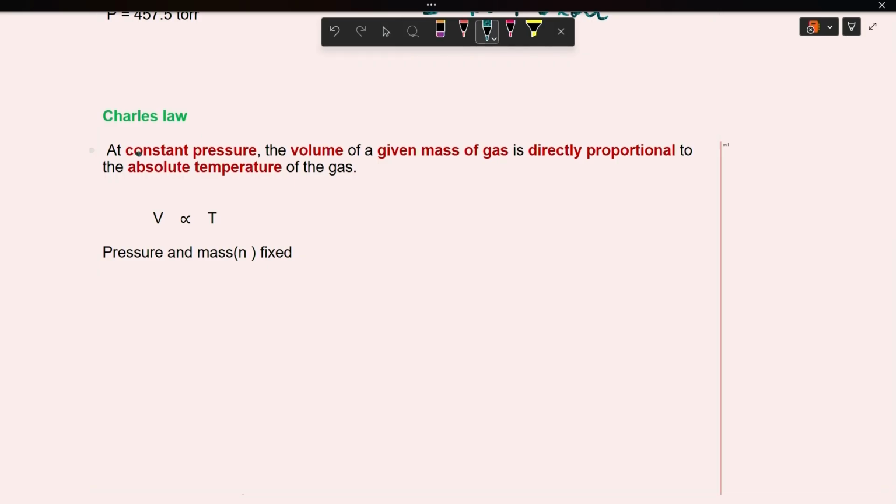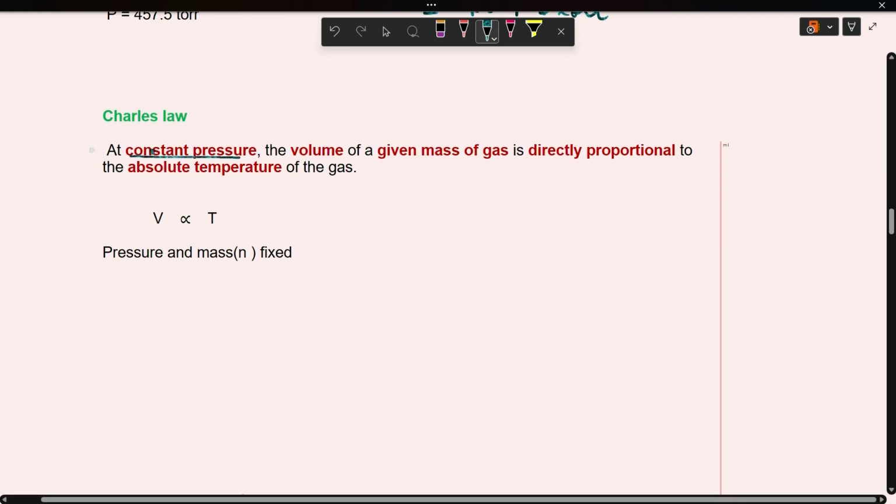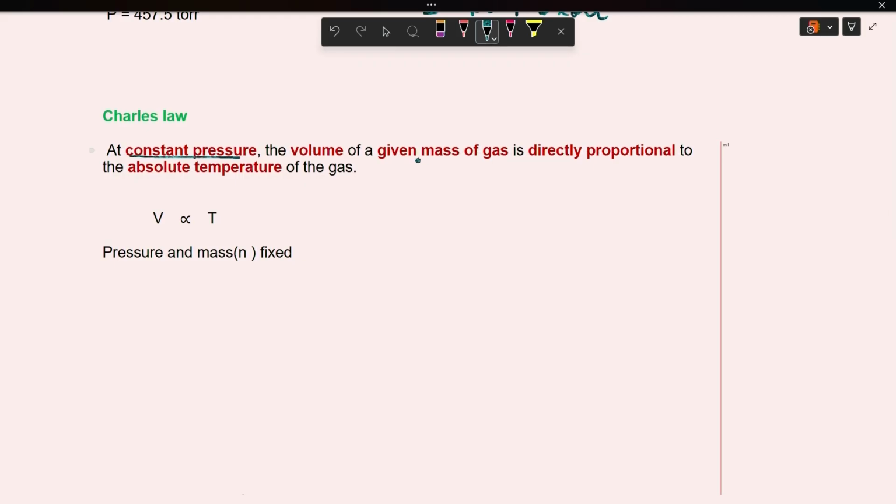Here again, at constant pressure; there it was constant temperature, here it is constant pressure. Again, it is a fixed mass of a gas. The volume of a given mass of a gas is directly proportional to its absolute temperature. Here pressure is constant and n is constant. When we consider the volume, it is directly proportional to the absolute temperature.